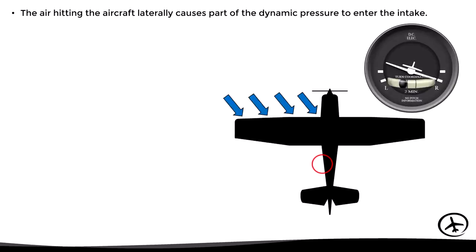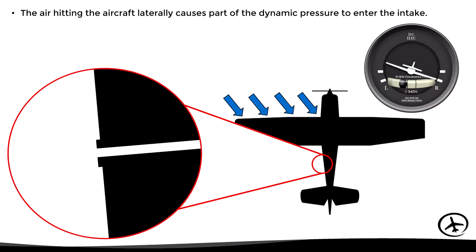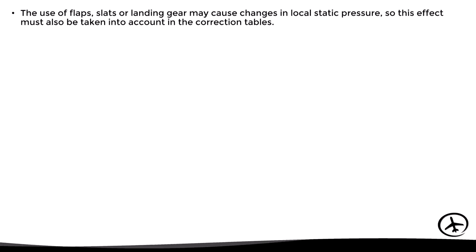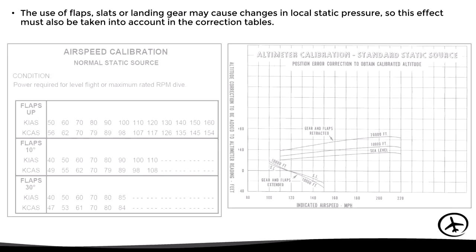The static pressure will not change, however, the dynamic pressure will now be exerted slightly against the fuselage where the static port is located, which results in that part of that dynamic pressure will enter the static port. Apart from this effect, the use of flaps, slats, landing gear, or other parts of the plane can also cause changes in the local static pressure, so this effect must also be taken into account in the correction tables.